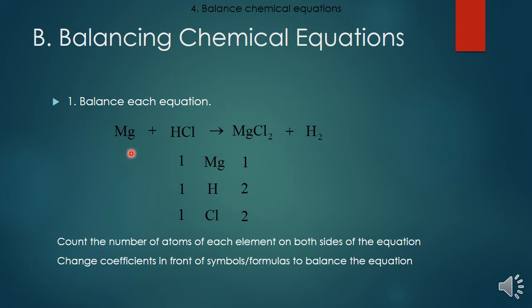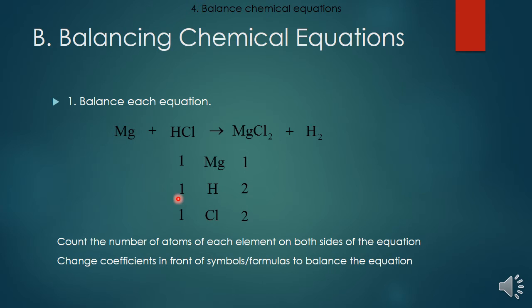So right now we're showing 1 atom of magnesium reacting with 1 molecule of hydrogen chloride, or hydrochloric acid, to give us 1 molecule of magnesium chloride and 1 molecule of hydrogen. But I can see from my count here that the equation is not balanced. I do not have the same number of hydrogens on either side, nor chlorines. So ask yourself, how many atoms of hydrogen would I want on the left side?